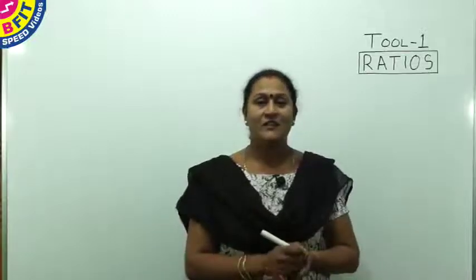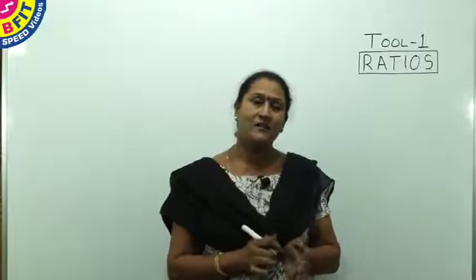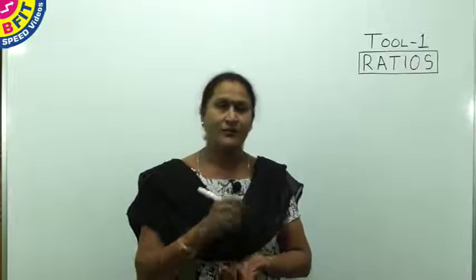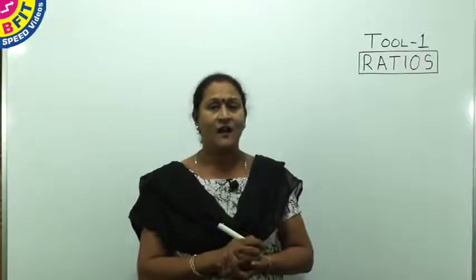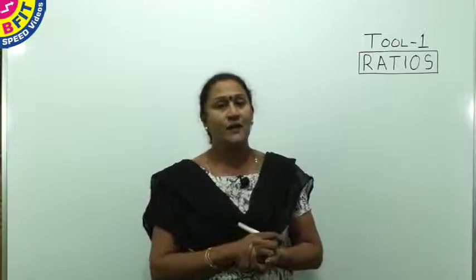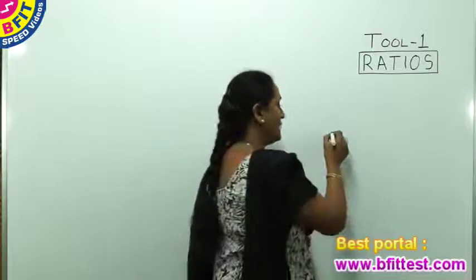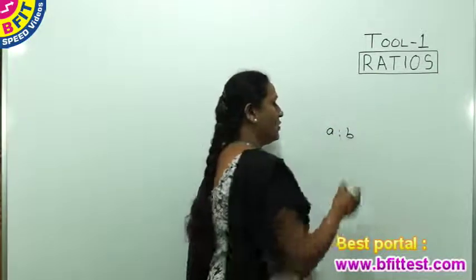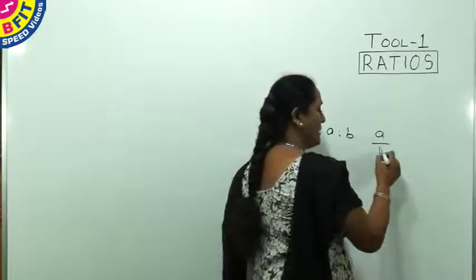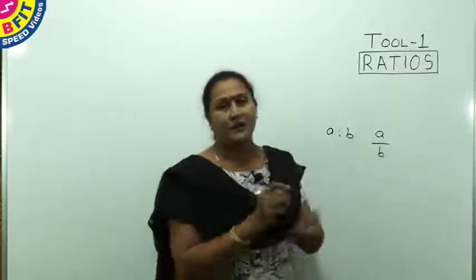Friends, we'll see the first tool, ratios. In data interpretation, many questions are asked under ratios. So what is a ratio, how is it written, and what is it used for? A ratio is a tool used for comparing two values. It can be written as A is to B, or in quotient form, A by B. The first part and second part are the numerator and denominator.